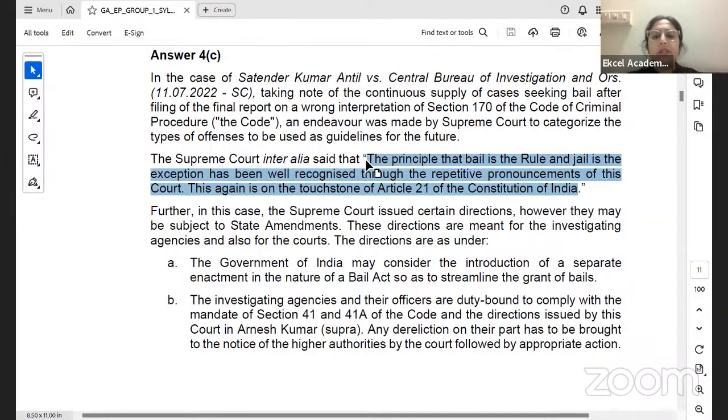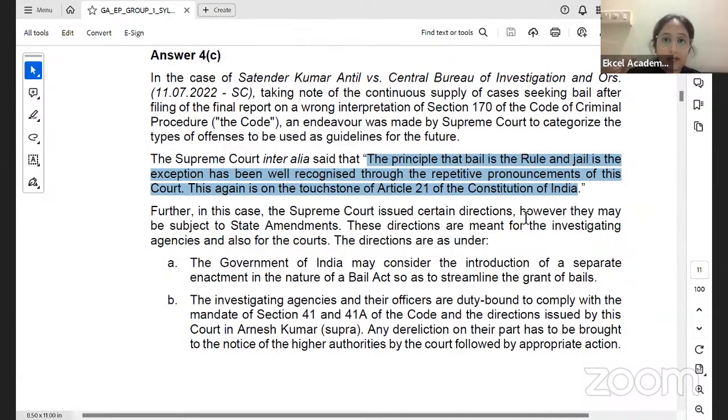guidelines. It said the principle that bail is a rule and jail is an exception has been well recognized through the repetitive pronouncements of the court. This again is on the touchstone of Article 21 of the Constitution.